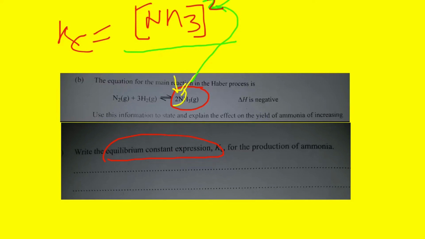Now, the product we have written in the numerator. Whatever the reactants are, we will write in the denominator. So N2 and H2. Here you can see N2, so we write N2 in the denominator in a square bracket, and then we have to write H2. But before H2, 3 is also written, so this 3 will become the index of H2, and it will become like this. So this is how you have to write this equilibrium constant expression.